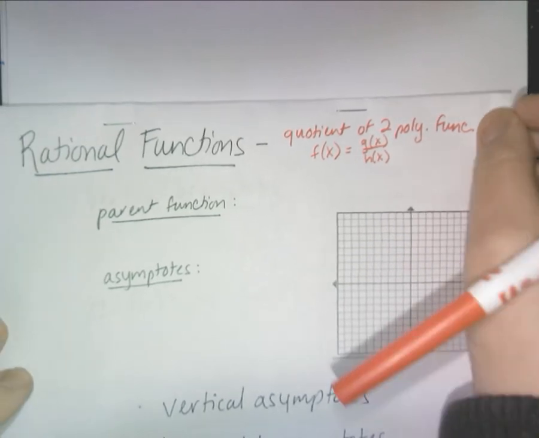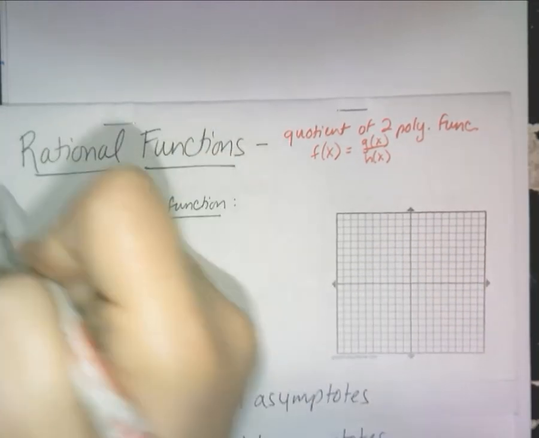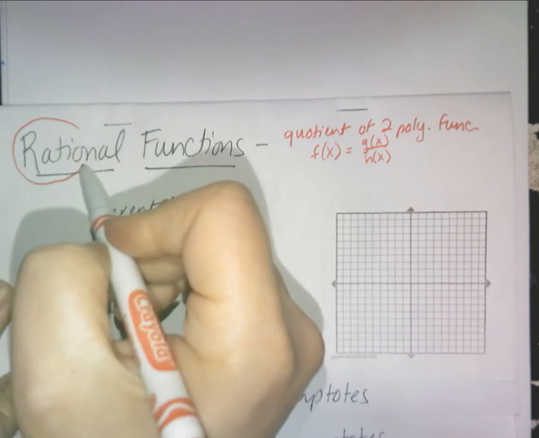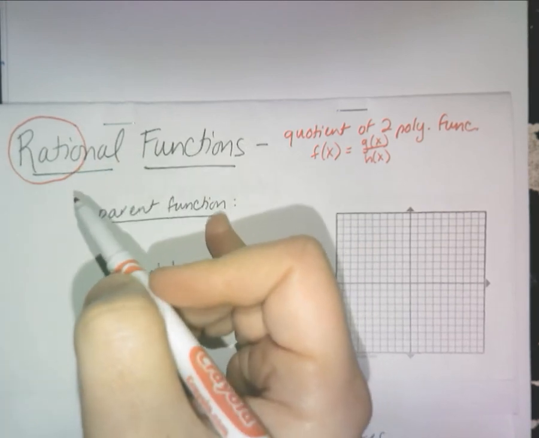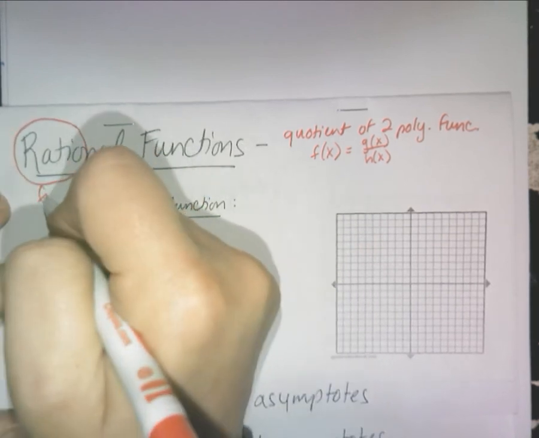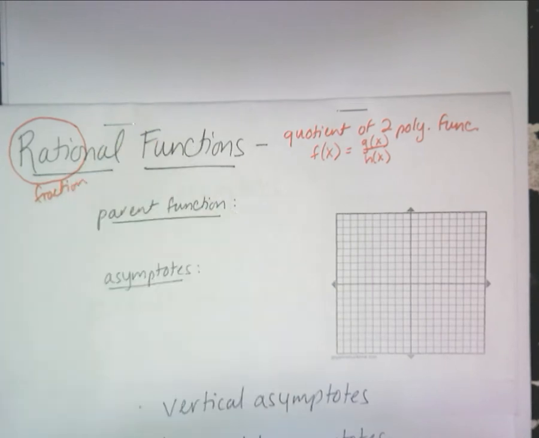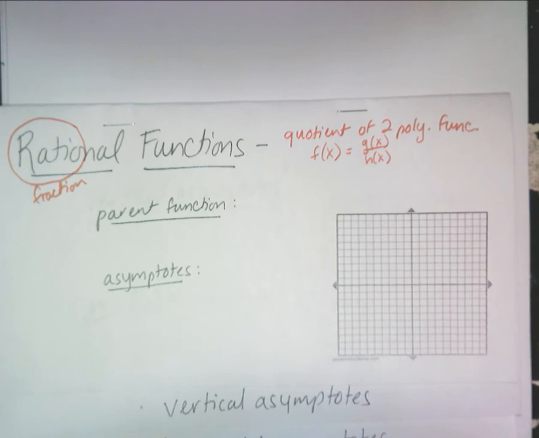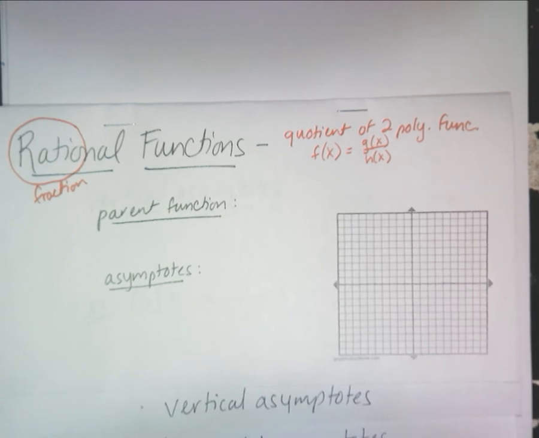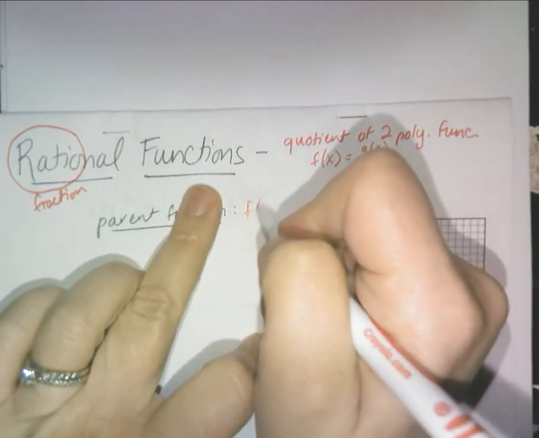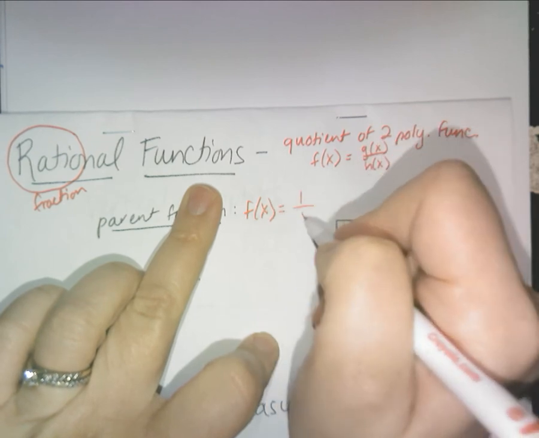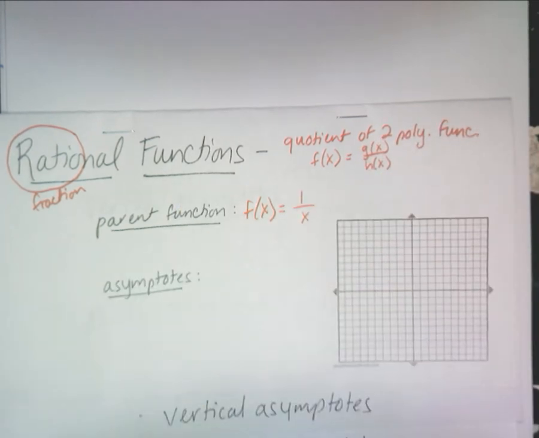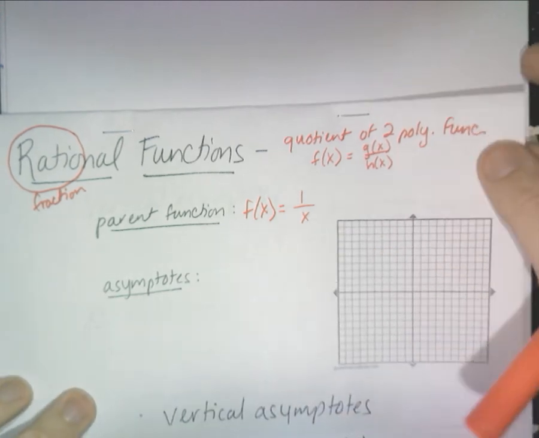If you forget what that means, you need to know this word, rational. Rational stems from the word ratio. Ratio means fraction. So we are talking today about fractional functions, functions that look like fractions, okay? Your parent function is f of x equals 1 over x. And if you remember what that looks like, that has these hooks in the corners. And so we're going to find out what happens with all of those kinds of graphs.